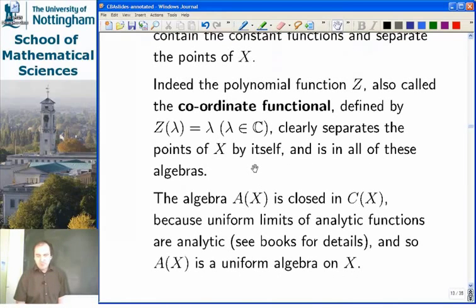A of X was the one which was continuous on the whole of X and analytic on the interior. Now it turns out that uniform limits of analytic functions are analytic, so that's a standard fact about complex functions. So it's already uniformly closed. If you take a limit of things in A of X, they're still in A of X. So A of X is a uniform algebra on X.